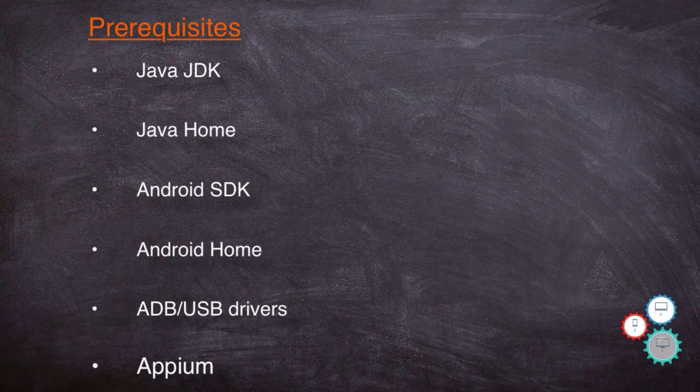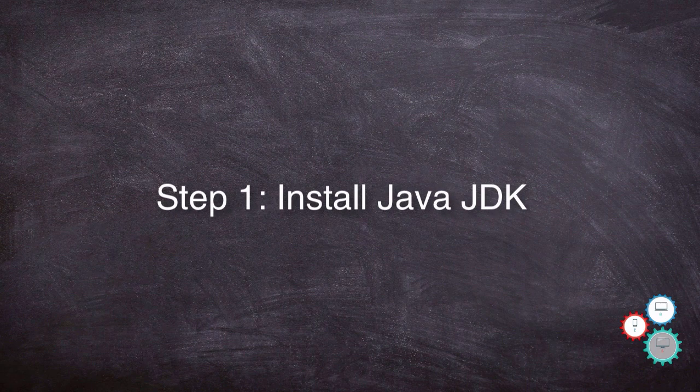In this video, I'll show you a step-by-step guide for downloading and installing Appium on Windows. Let's first see all the prerequisites to start with mobile automation with Appium on Windows. So we need Java JDK and Android SDK. If you are going to use a real Android device, then you need to install USB drivers. We also need to configure Java Home and Android Home environment variables. And lastly, we need to install the Appium app. Alright, let's see the first step.